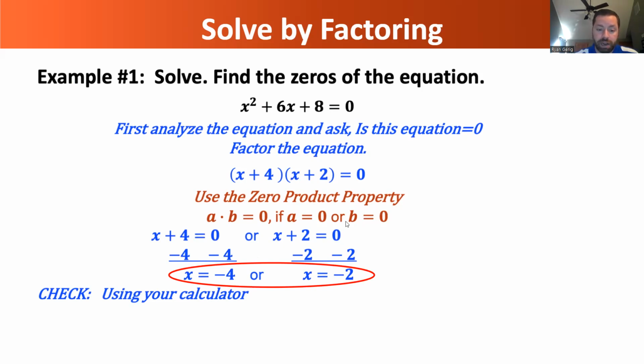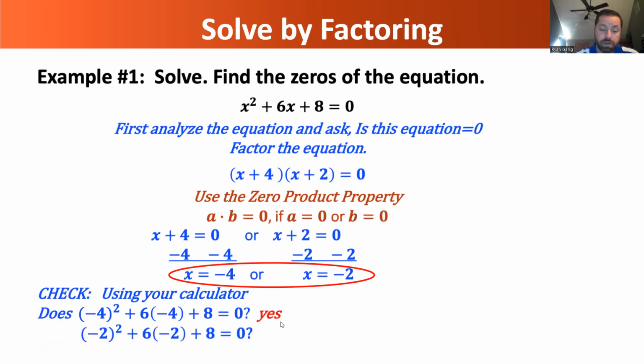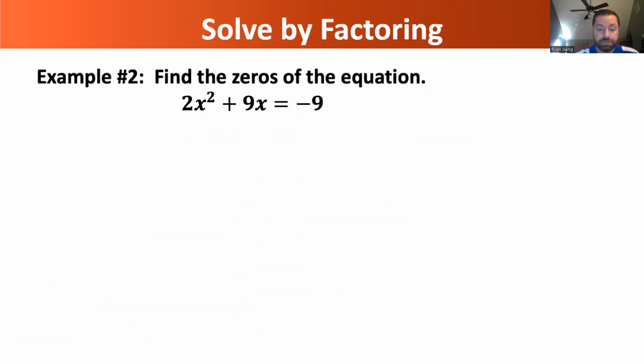Take -4 and plug it in for x. Does it give you 0? It does. 16 minus 24 is -8. -8 plus 8 is 0. How about -2? That's -2 squared is 4. 6 times -2 is -12. 4 minus 12 is -8. -8 plus 8, 0. It's a nice thing about this. You can plug them back in to see if you get the right answer.